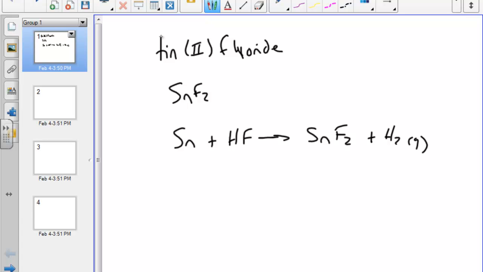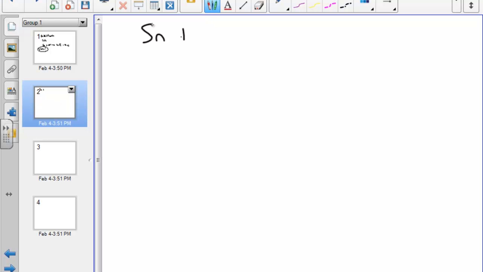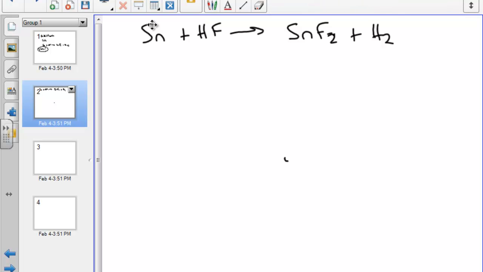So the question is how many grams of SnF2? Grams SnF2 is what I'm looking for. How many grams of SnF2 are produced if I start with 30 grams of hydrogen fluoride reacting with tin? So Sn plus HF yields SnF2 plus H2. Oops, I have to balance it, obviously. Remember, always balance your equations. So I put a 2 here, and that is balanced.